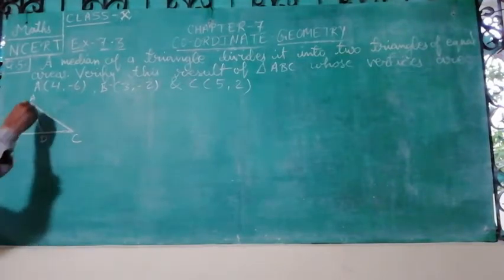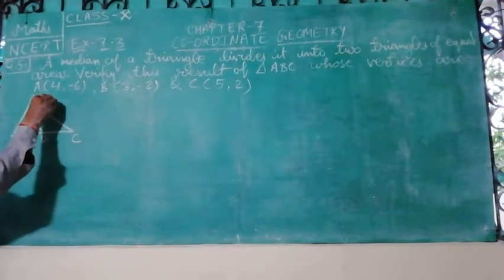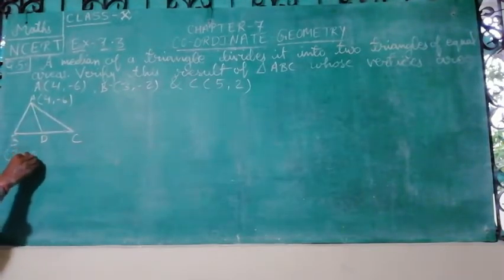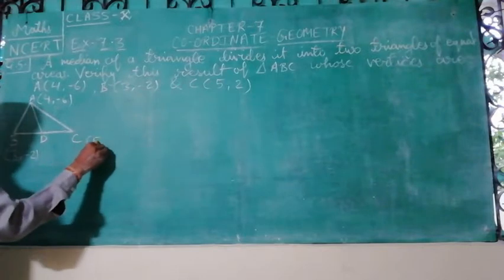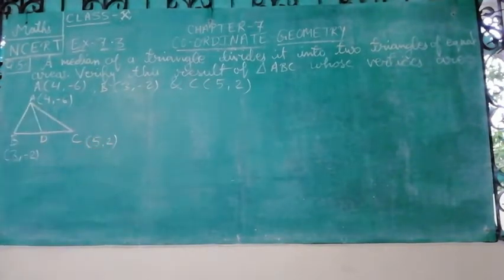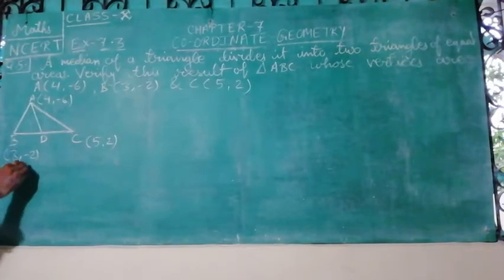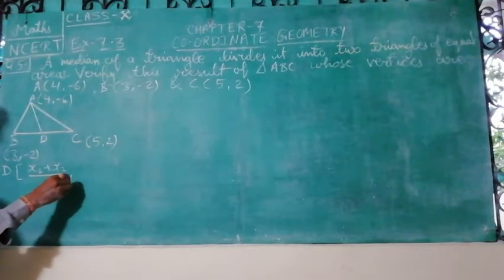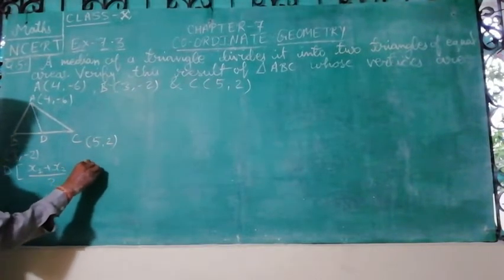So let us write the coordinates of ABC first of all. It is 4, minus 6; 3, minus 2; and 5, 2 respectively. These are the coordinates of A, B and C. So D is midpoint of BC. So here we can apply x1 plus x2 upon 2 and y1 plus y2 upon 2.